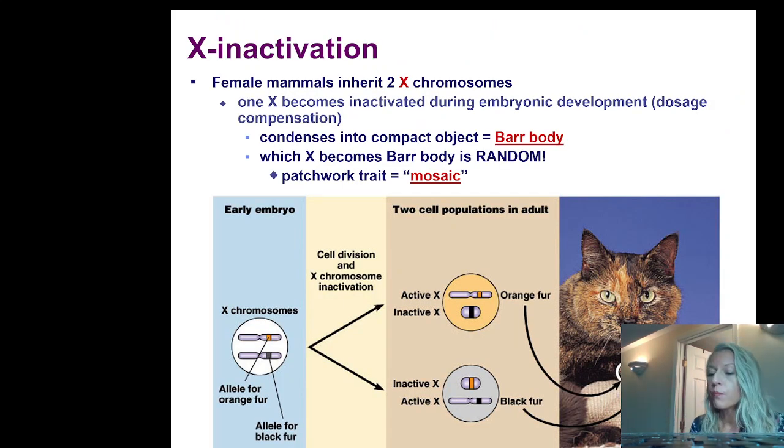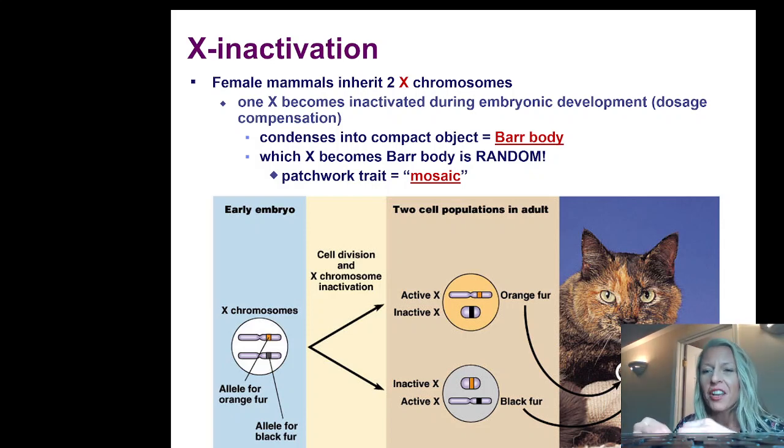Okay, so what happens when females develop? We know the Y chromosome is huge for male development, but what about the X chromosome? Well, as females, I'm a female, we get 2 X chromosomes, and one of them actually becomes completely inactivated during embryonic development, and it condenses into this little object called a Barr body. Which X becomes a Barr body is random. It's really interesting.